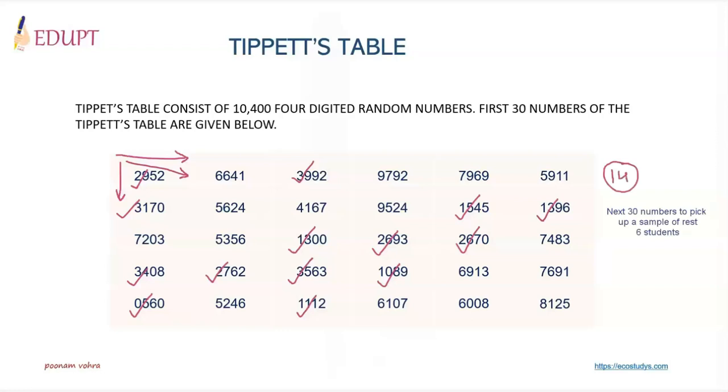To make a complete sample of 20 students, for the rest 6 students, we shall make use of the next 30 numbers and complete a sample of 20 students.